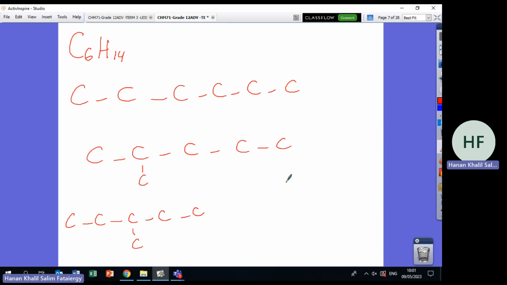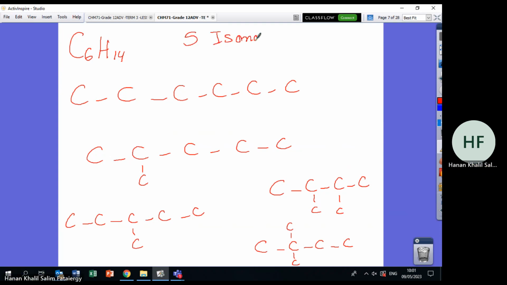Okay, how can I do it in a different way? I can do 1, 2, 3, 4 and 2 branches, one here and one here. Here the branches are at carbons number 2 and number 3. Also, I can do it like this: 1, 2, 3, 4, and the branches are both here. So how many possible isomers do we have? We have 5 possible isomers.